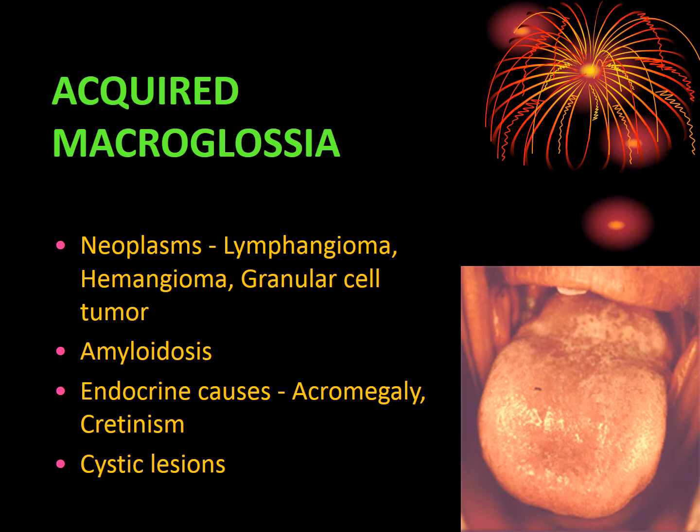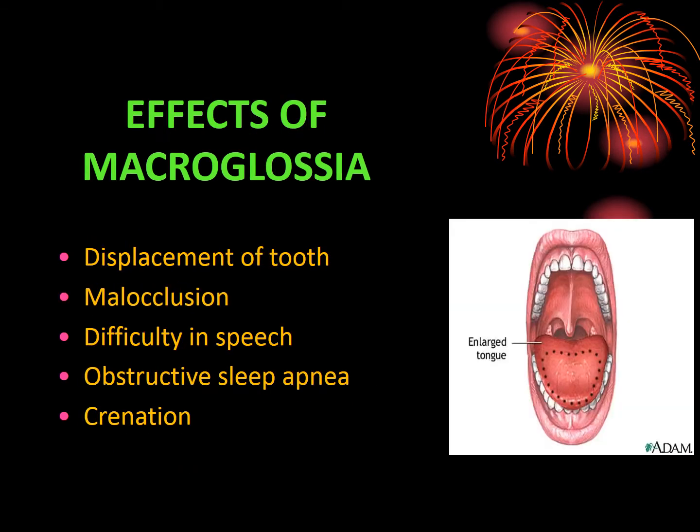So the increase in size of the tongue is called macroglossia, and it can be either congenital or acquired. So what are the effects of macroglossia? Examples are displacement of tooth, malocclusion, difficulty in speech, obstructive sleep apnea, and crenation. What is crenation? Crenation is the scalloped form, or the impression of your occlusal aspects on the lateral borders of the tongue. So these are the effects due to the increased tongue size.